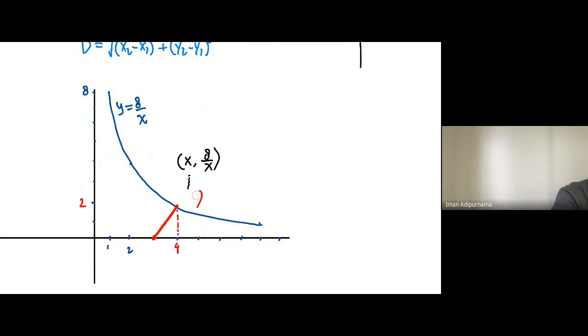Let me erase this first. Let's say we have the point (x, 8 over x), and we have (3, 0) here. So we can use the distance formula.